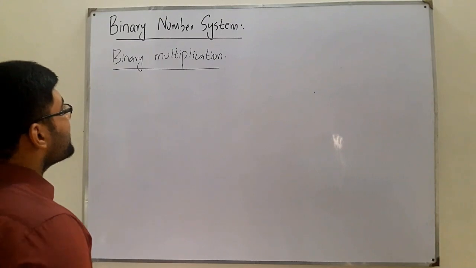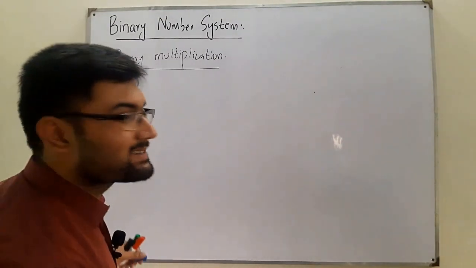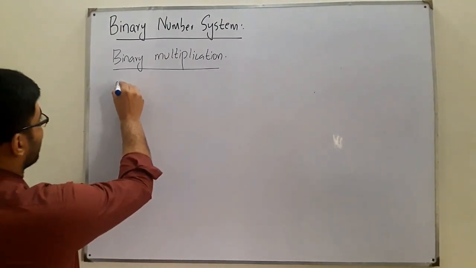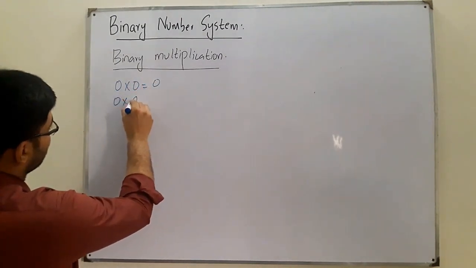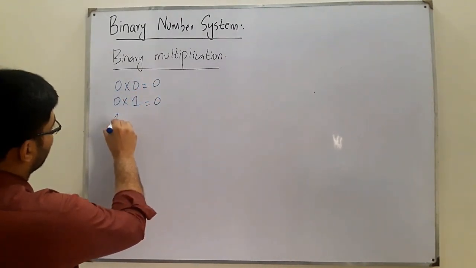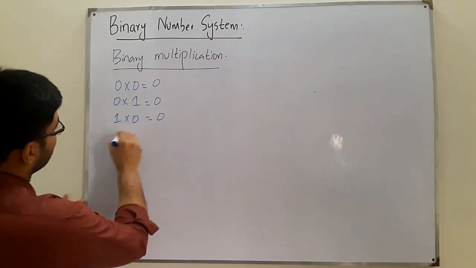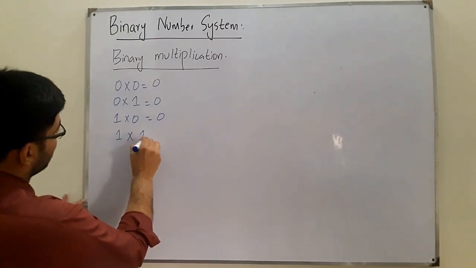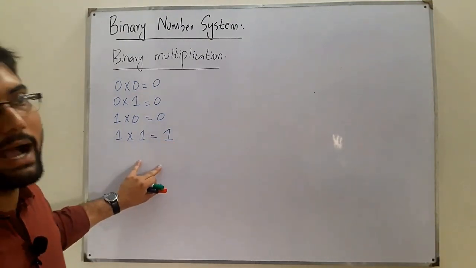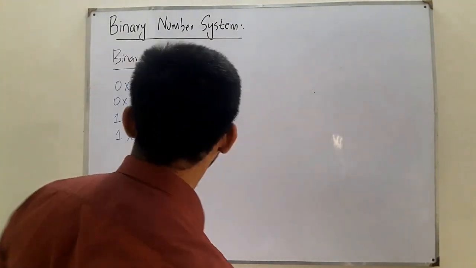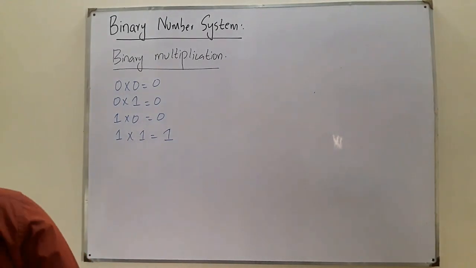Okay, so in binary multiplication, we will see again it's simple as it is. 0 multiply 0 would be a 0. 0 multiply 1 would be a 0. 1 multiply 0 would be a 0. And 1 multiply 1 would be a 1. This is the only case where the output will be high, if both the inputs are high. All right, so let's take an example.